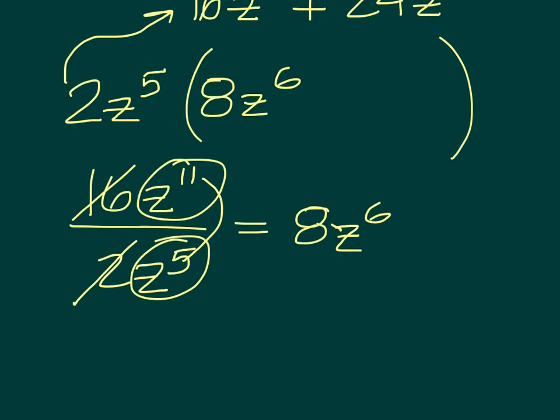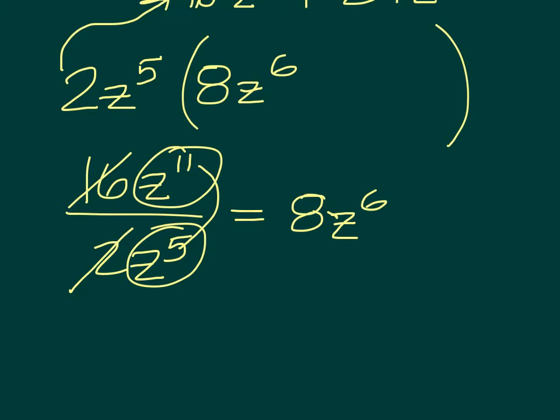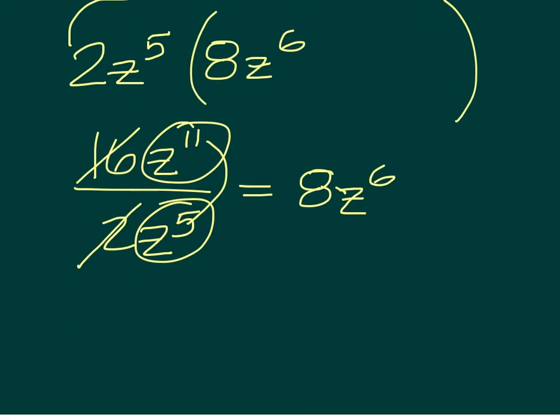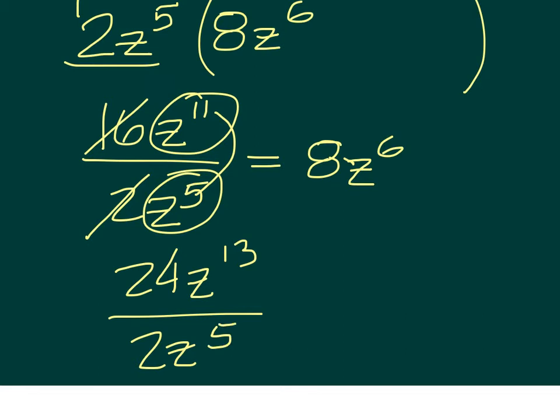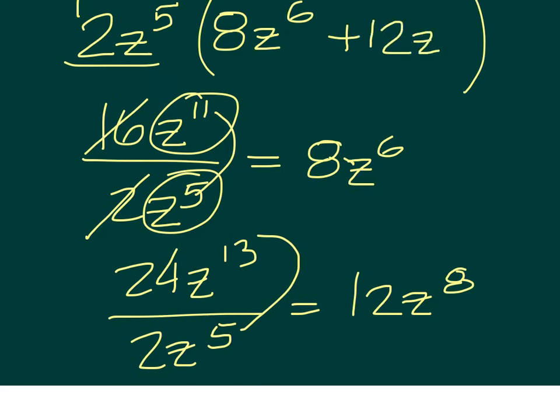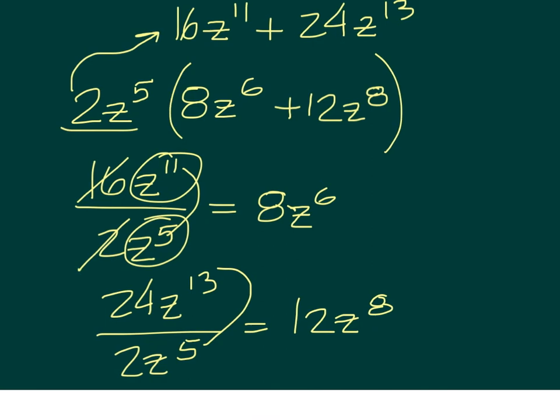And then the other one, let's see, what was it up at? 24z to the 13th. You could do 24z to the 13th over that 2z to the 5th and just divide. 24 divided by 2 is 12. 13 minus 5 is 8. So that's why we would have plus 12z to the 8th. If you want to set it up that way, it might be easier.